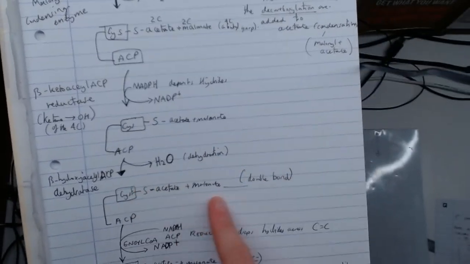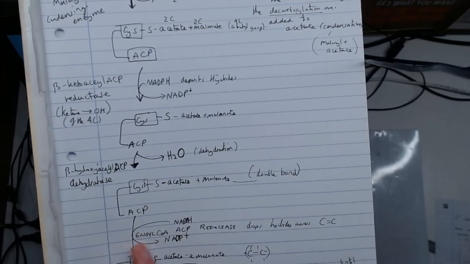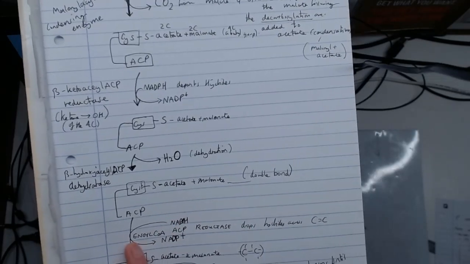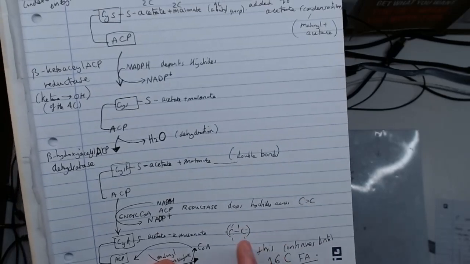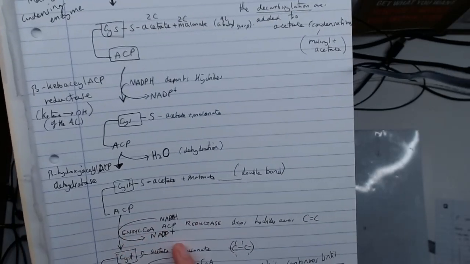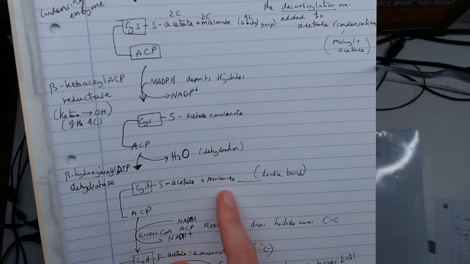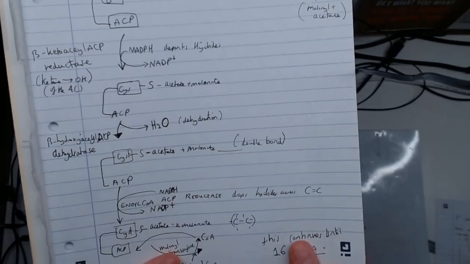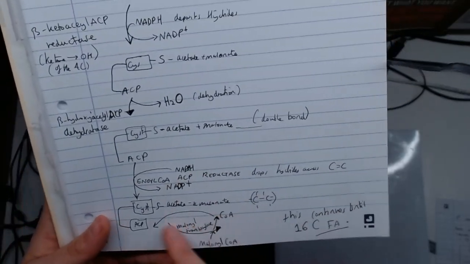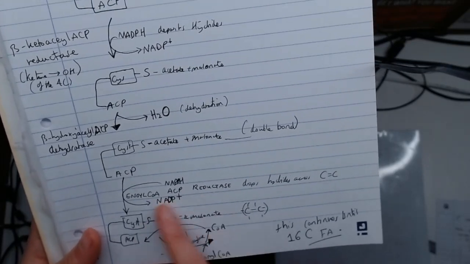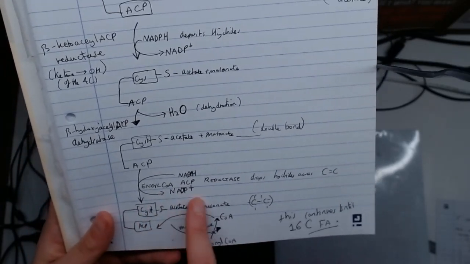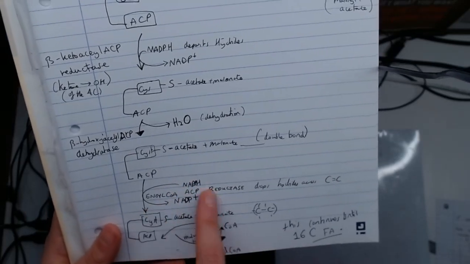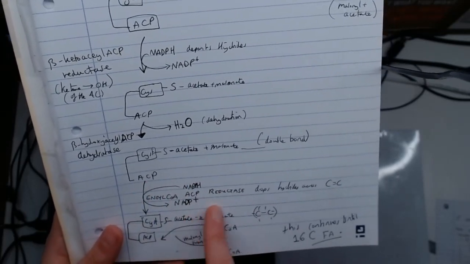So we have a double bond within this butyl group now, and following this double bond production, we have enoyl-ACP reductase, which is going to drop hydrides across that double bond within that butyl group. So now we're going to be breaking that double bond once more, reverting it back to our single bond butyl group attached to this enzyme. And that's being mediated by, again, the oxidation of NADPH to give us our NADP+.